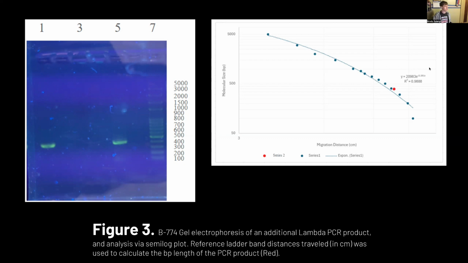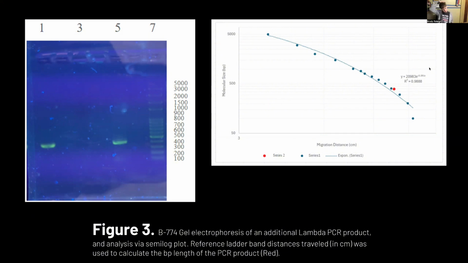All right, so for what we're looking at here, we have our gel electrophoresis and semi-log plot analysis of our lambda primers. So our main purpose for this was to test our PCR methods, make sure that they work properly, and just have everything in order before we actually test our design primers.